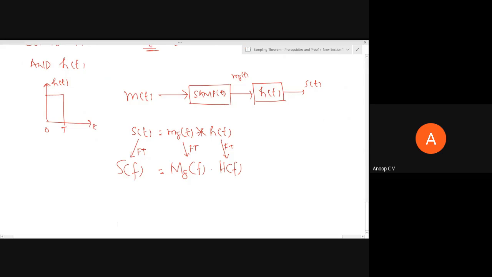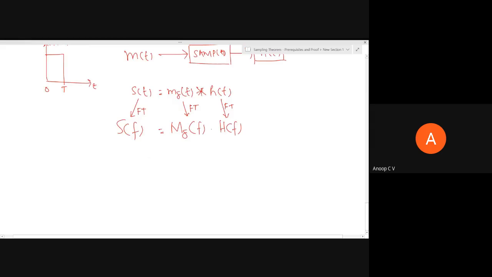So this is what we can infer from this. If we know the spectrum of m of t, so if the Fourier transform of m of t is M of f, and it has a typical baseband spectrum like this. I am showing the normalized spectrum, which means the maximum frequency is normalized to unity. So if this is our M of f.